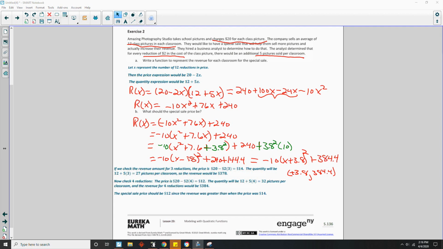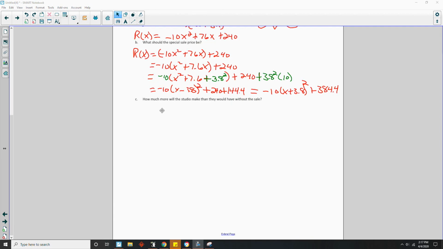All right. Part C says, how much more will the studio make than they would have without the sale? So the revenue for each class will be $384 during the sale. Without the sale, they would have made $20 per picture for 12 pictures, or $240. So 384 minus 240 is an increase in revenue of $144 per classroom.